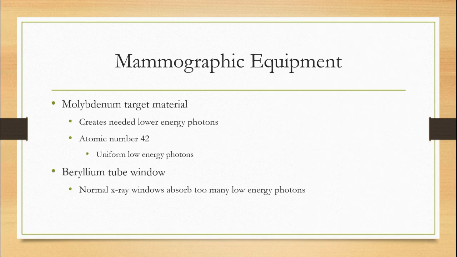All right, so mammo equipment, we use molybdenum as our target material. It creates the needed lower energy photons that we need. So the atomic number is 42. And it gives us a more uniform low energy photon, which we need for mammography. And the window that we use to exit the envelope is beryllium. So normal X-ray windows absorb too many of the low energy photons. What we normally use, aluminum, would absorb too many of those low energy photons that they need.